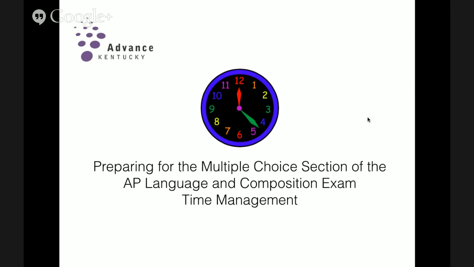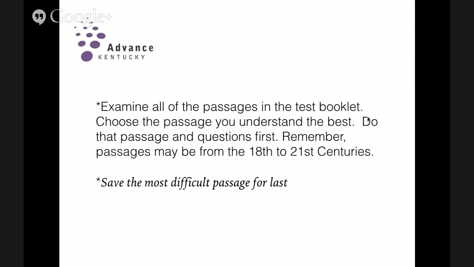So the first section we're going to talk about is preparing for the multiple choice section of the AP Lang and Composition exam. I had about 5 or 6 different people who asked me to give you some tips on time management for that. So let's take a look at some of the things that you can do.